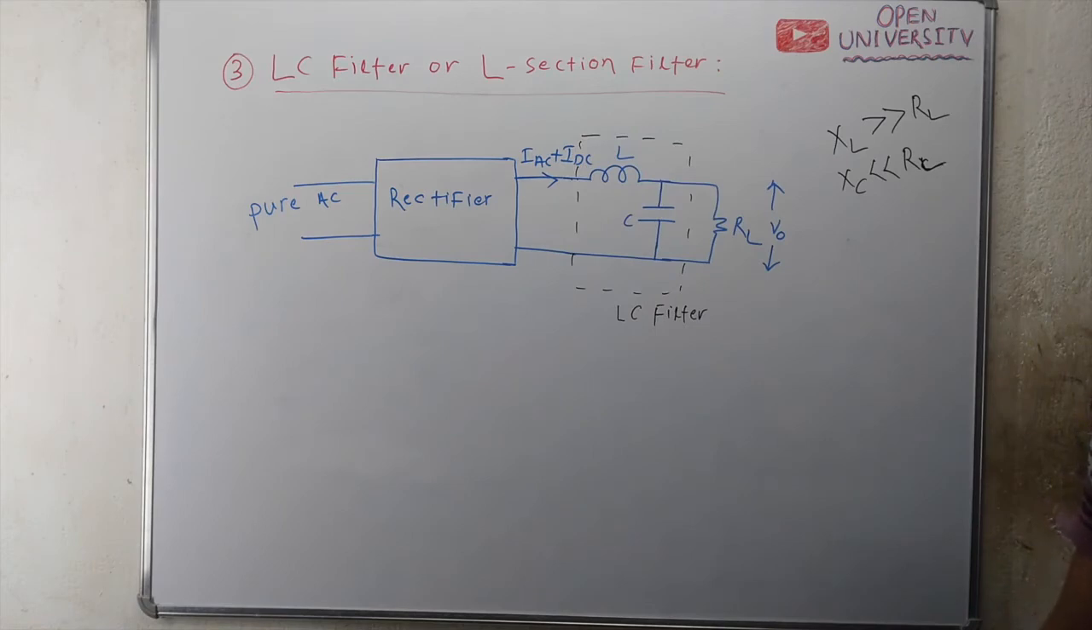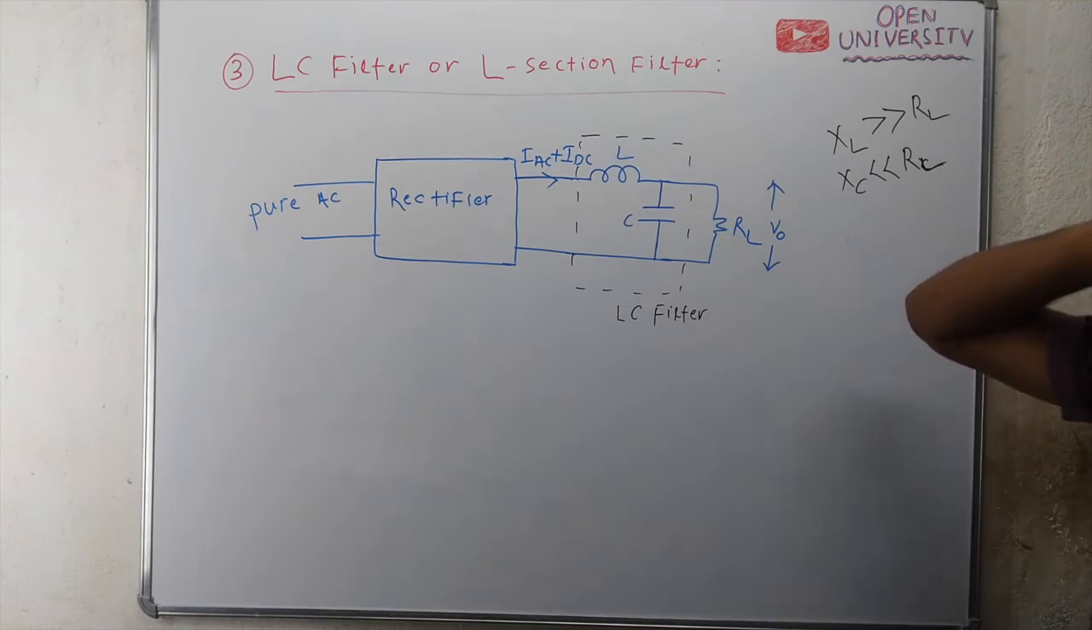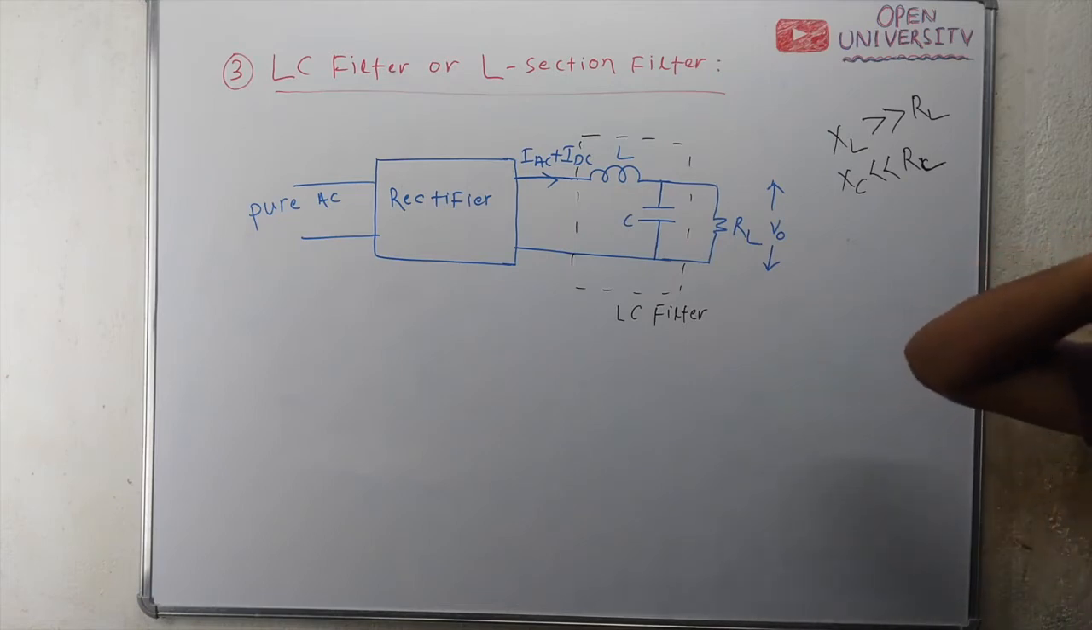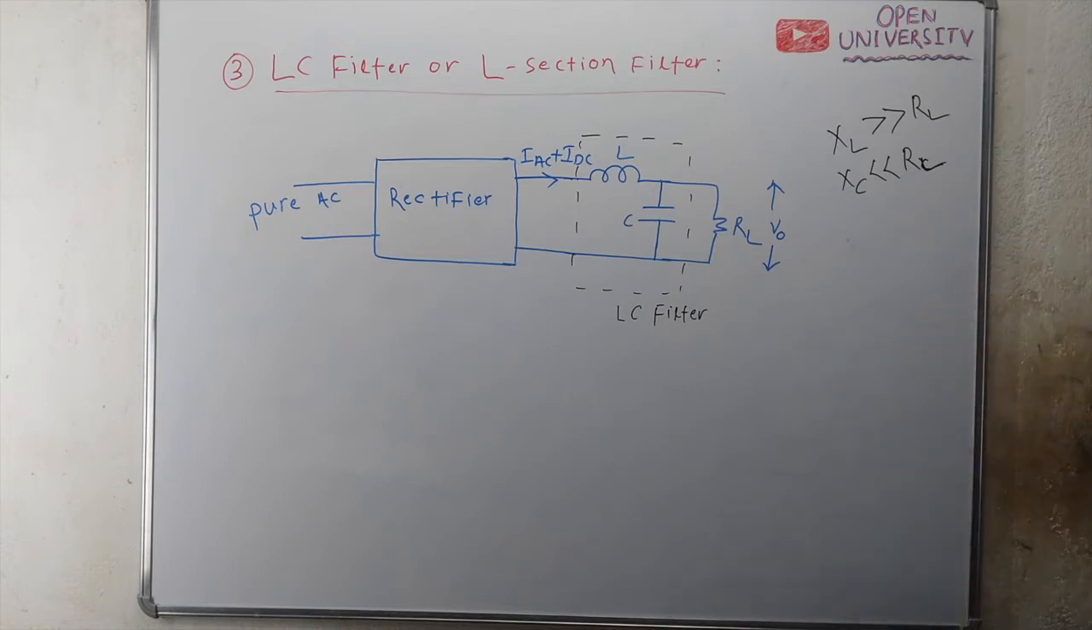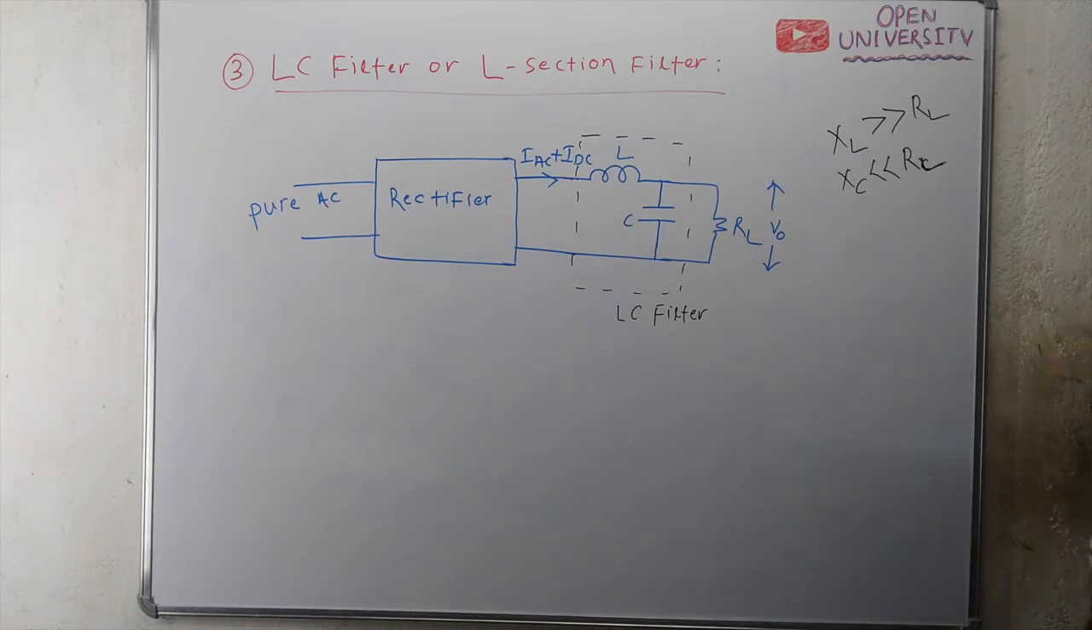Next point, this LC filter provides less ripple or better filtering than the capacitor filter and inductor filter. This LC filter provides less ripple, or better filtering of the AC component, than the capacitor filter and inductor filter.